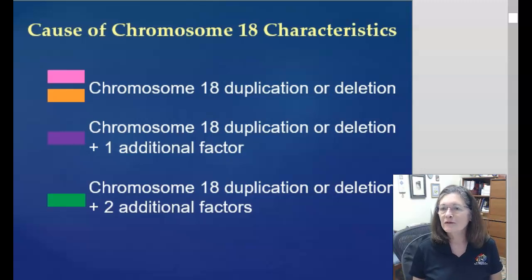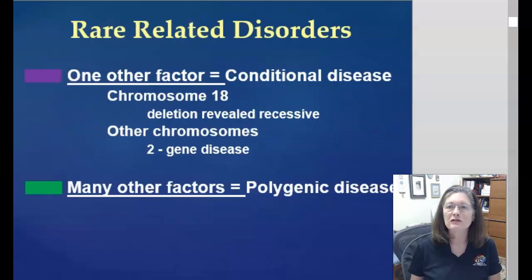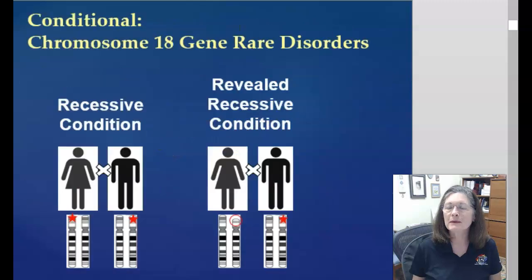So I want to talk about that a few minutes because there's so much variability with the chromosome 18 conditions, and this can help explain some of that. So the conditions that are caused by the chromosome 18 deletion or duplication and one other factor we call conditional disease. This is conditional on one more thing. And so those are basically two types, either recessive disease or two gene diseases. And then the other are caused by many other factors, are polygenic disease. So let me talk a little bit about those.